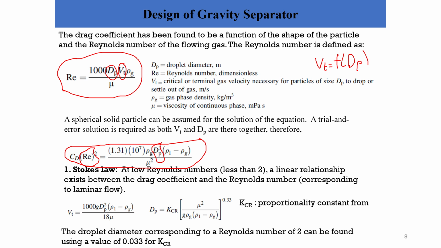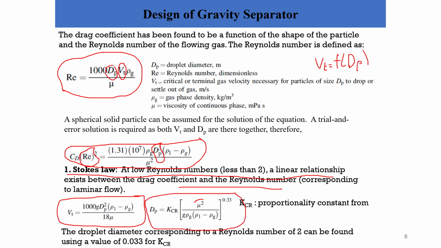So how do we find the drag coefficient? There are two cases that we're going to be exposed to when we try to find Vt, for example. The first case is where you have a very low Reynolds number, less than 2. You can assume that this is Stokes law, and that there is a linear relationship between the drag coefficient and the Reynolds number, and as a result I can simply find Vt based on this formula, where dP, the droplet diameter, can also be found using this formula straightforwardly.